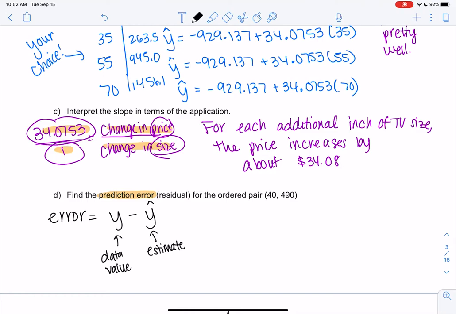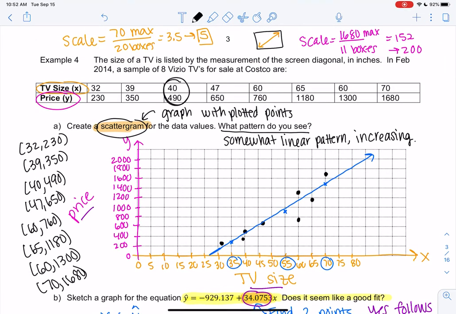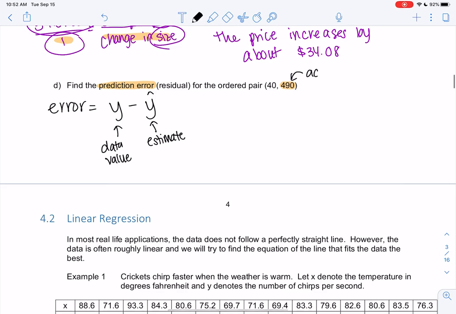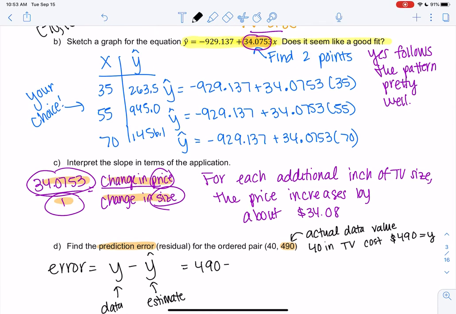So our data value would be 490. This is the actual data value. Where did I come up with 490? It's right here. So for a TV size of 40 inches, the actual cost is 490. So a 40-inch TV costs $490. That's what that tells me. So my Y value is 490. The problem is we don't know Y hat. Y hat is the estimate from the equation. So we're gonna go ahead and plug that into the equation to figure out what the line estimates.